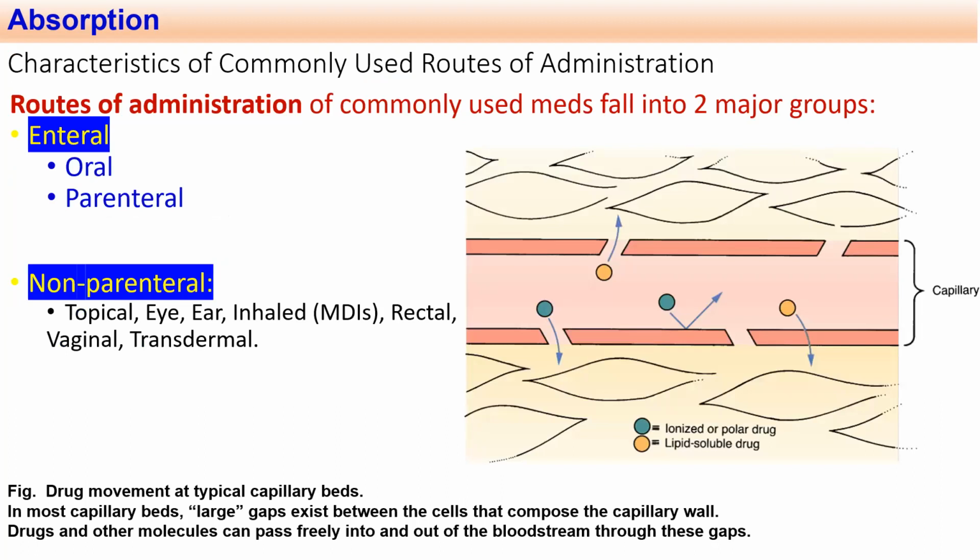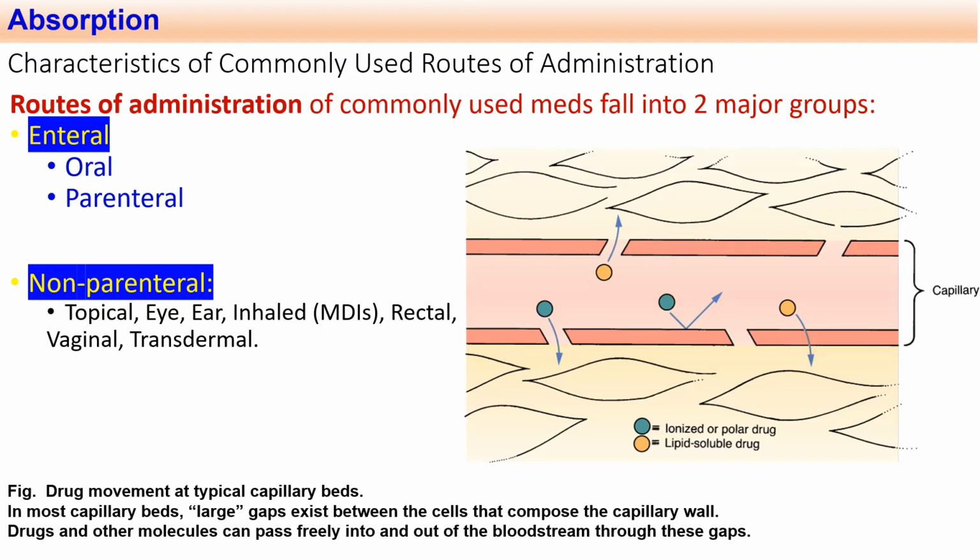Characteristics of commonly used routes of administration. Routes of administration of commonly used medications will fall into two major groups, enteral and parenteral. Enteral is oral. Parenteral is intramuscular, sub-Q, or intravenous: IM, sub-Q, or IV. So under enteral, we have oral. Under parenteral, you have IM, sub-Q, or IV.